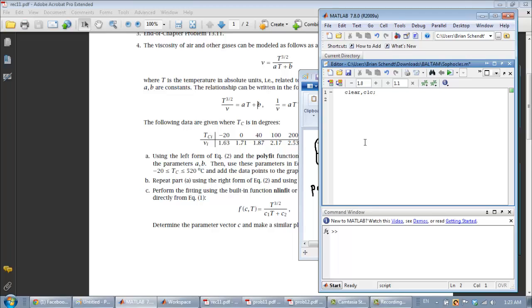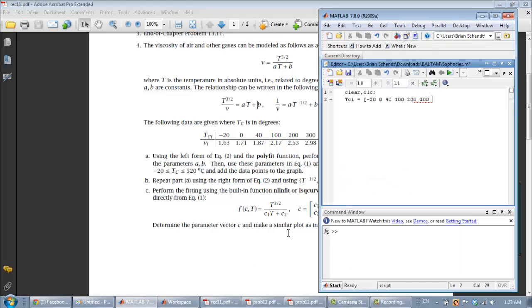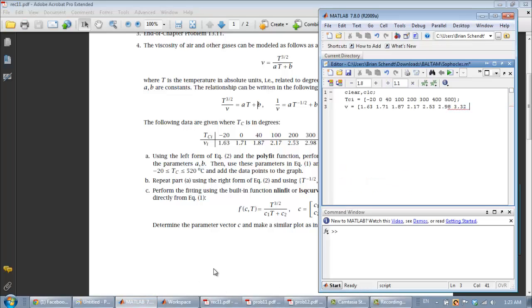And now for the very fun part of watching me enter in these numbers. 405, okay. Should we go for that? This is gonna suck. Hopefully I'll get them all correct on the first go. We won't get any errors. 3.32, 3.64. Okay. So the polyfit, I already told you, is going to be t to the 3 halves.